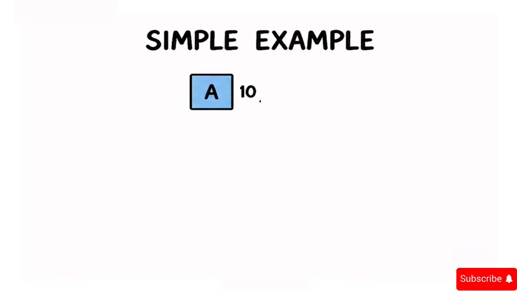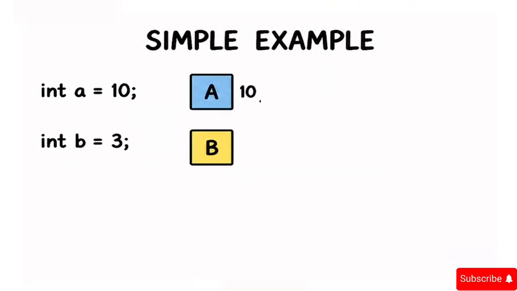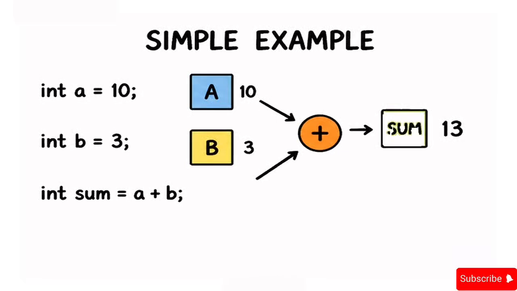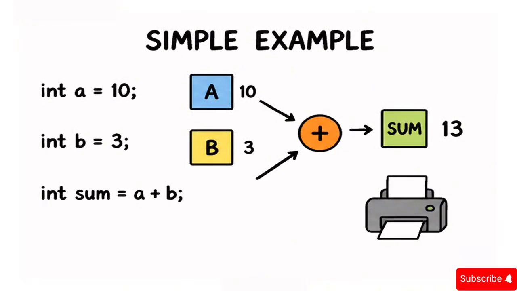Here is a simple C++ example. Int a equals 10. Int b equals 3. Int sum equals a plus b. The variable sum now holds 13, ready to print or reuse.